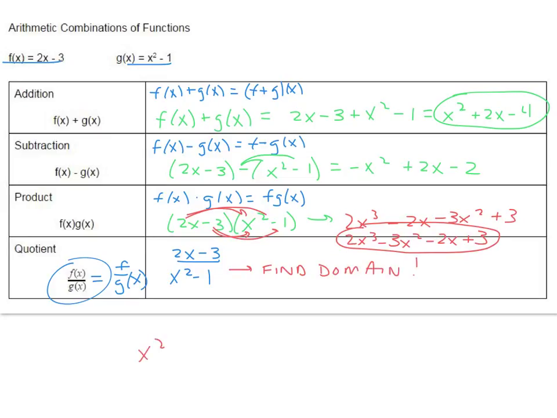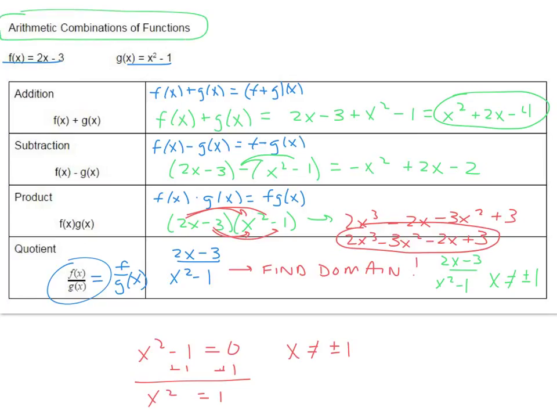So I know that x squared minus 1 cannot equal 0, so I'm going to set it equal to 0 and solve. So x squared equals 1, so therefore x cannot equal plus or minus 1. So that's the restrictions on my domain. So what's my answer? My answer is 2x minus 3 over x squared minus 1. x cannot be equal to plus or minus 1. Okay, so always important to remember that we are working on a quotient. So if I have an expression in the bottom, I have to restrict the domain. That was arithmetic combinations of functions.